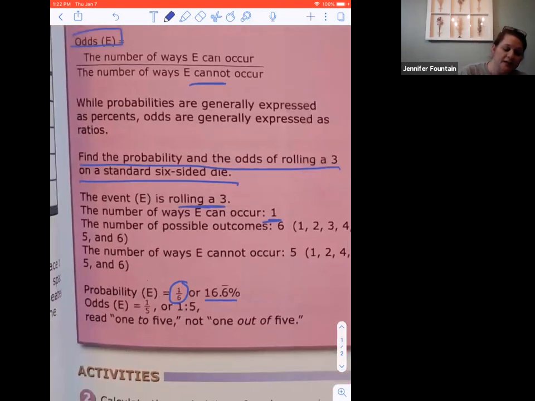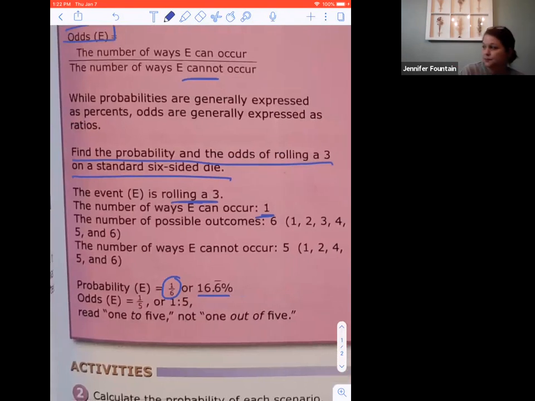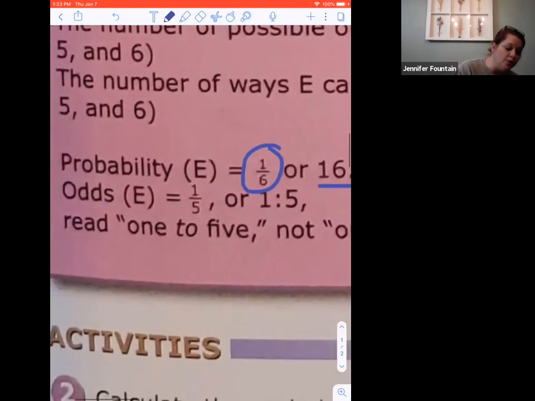So now let's think about this. For odds, if there is one way that I can roll a 3, I have to subtract that from my total. So if there are 6 possible outcomes and I take rolling a 3 away, now I only have 5. So there's only one way that it can occur, but there are 5 ways that it could not occur. So I represent that as 1/5 because I have one way that it can occur, but I have 5 ways that it cannot occur.